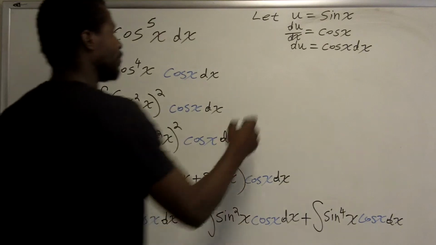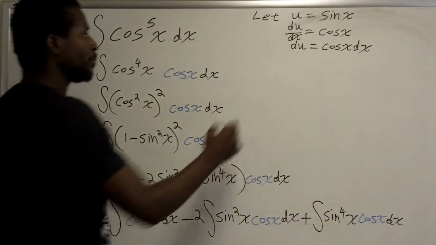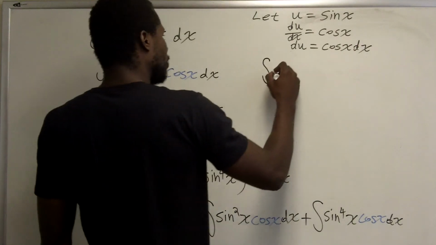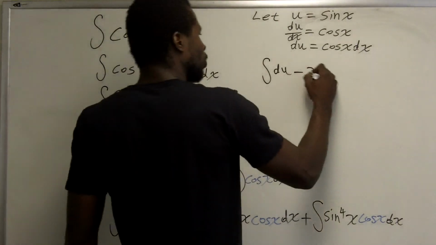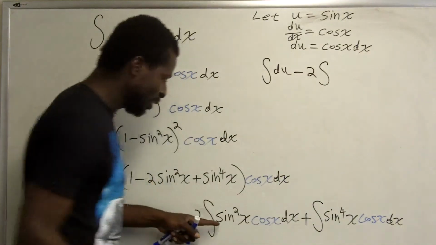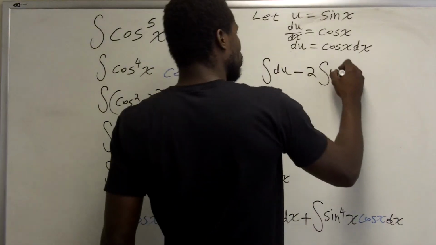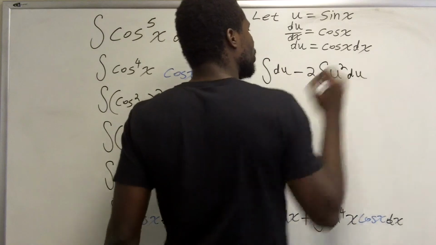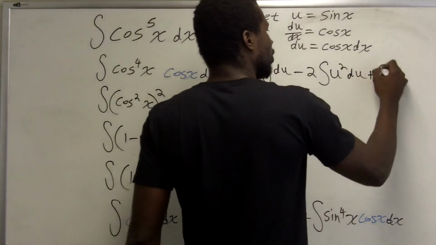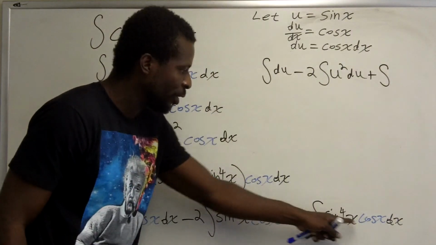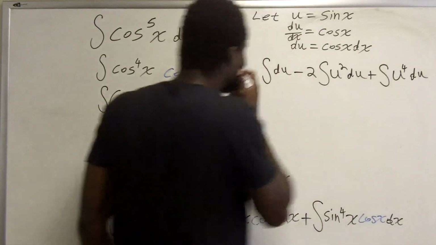This one here is just du, so I get the integral of du. Then I have minus 2 times the integral, and this is u to the n, where n is 2, du. So that's u squared du. And then the last one, plus the integral, and this is u to the 4th du. So I'm going to do all these integrals.